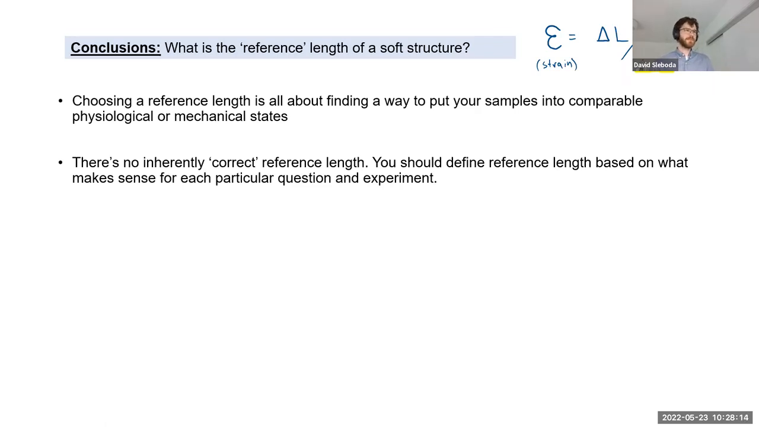Often there will be established ways that people in different fields establish a reference length for a particular structure. You'll want to make sure you read the literature associated with your material of interest and see if you agree with how it's done and use that method. Or if you choose a different method, just be ready to defend your choice to reviewers and to colleagues. But it is up to you ultimately to determine what reference length you choose.